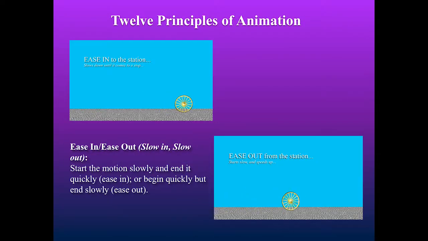Ease in, ease out, slow in, slow out. In After Effects, you ease into the station, so you're coming along and then you slow down and then come to a stop. You ease out from the station, you're stopped. You begin to speed up as you move, so you start moving and then you get faster and faster. So ease in, ease out.